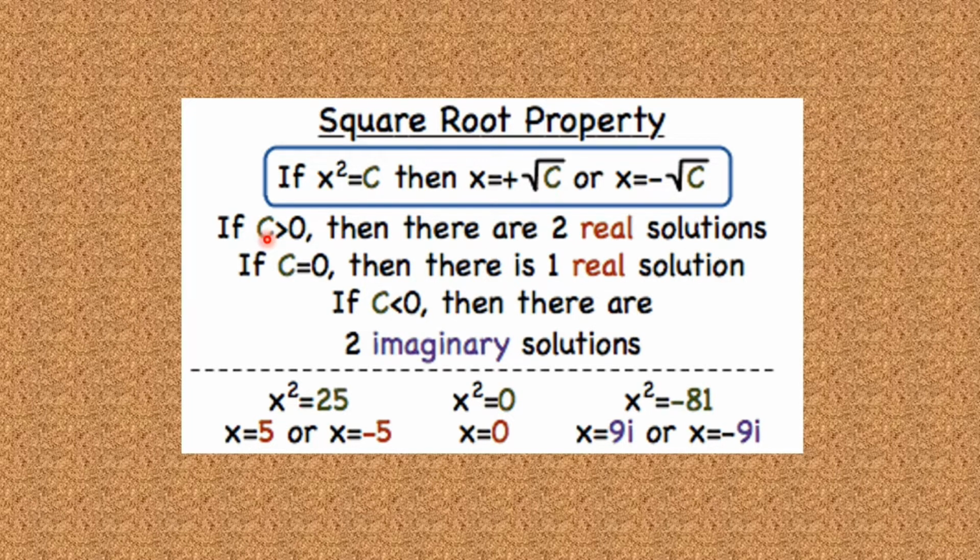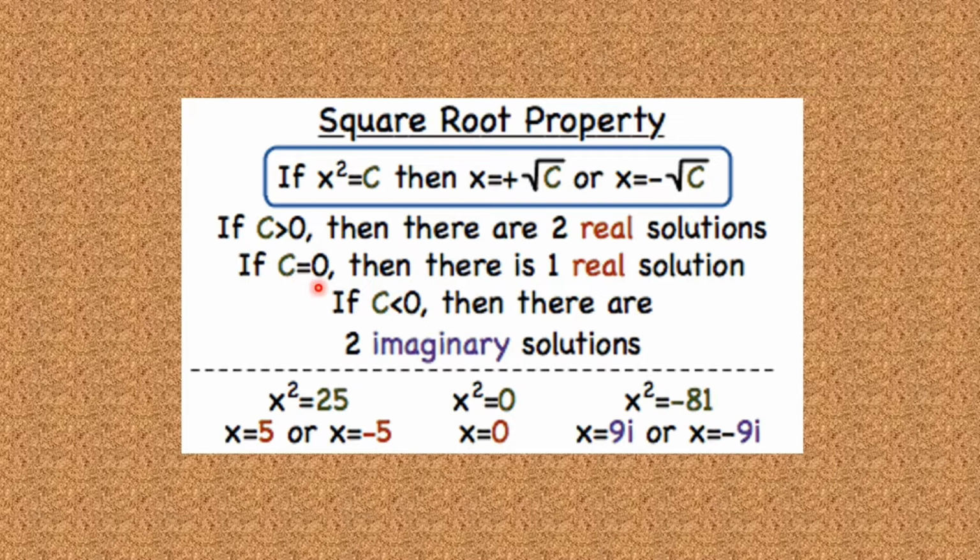Meaning, ang c mo ay mga positive numbers. Positive numbers are greater than 0. Kaya, dalawa ang real solutions niya. Example nito, x squared is equal to 25. So, 25 is greater than 0. Kaya, dalawa ang kanyang real solutions.